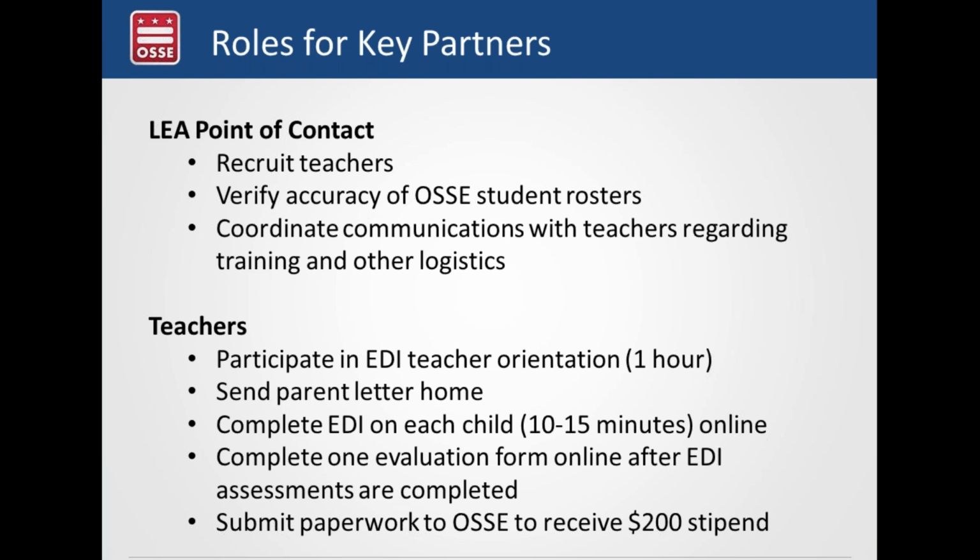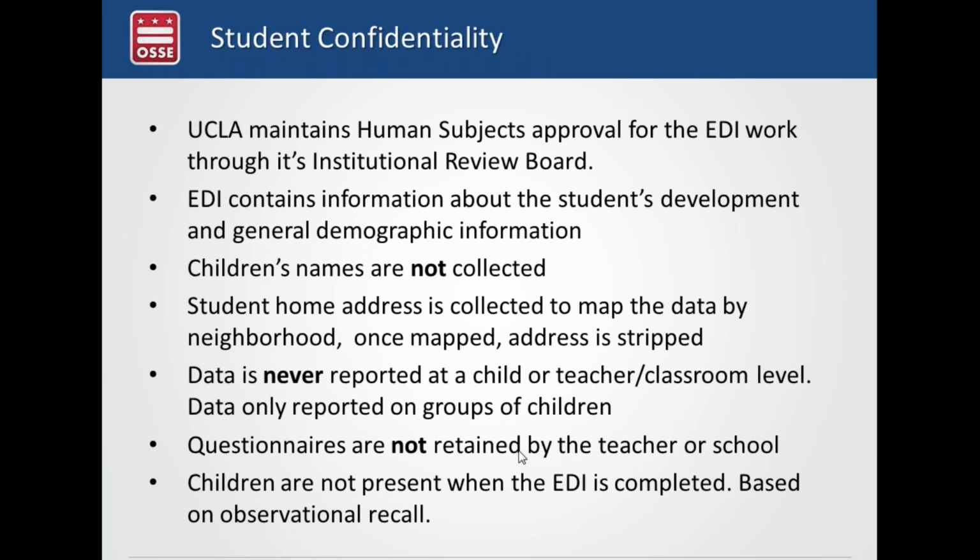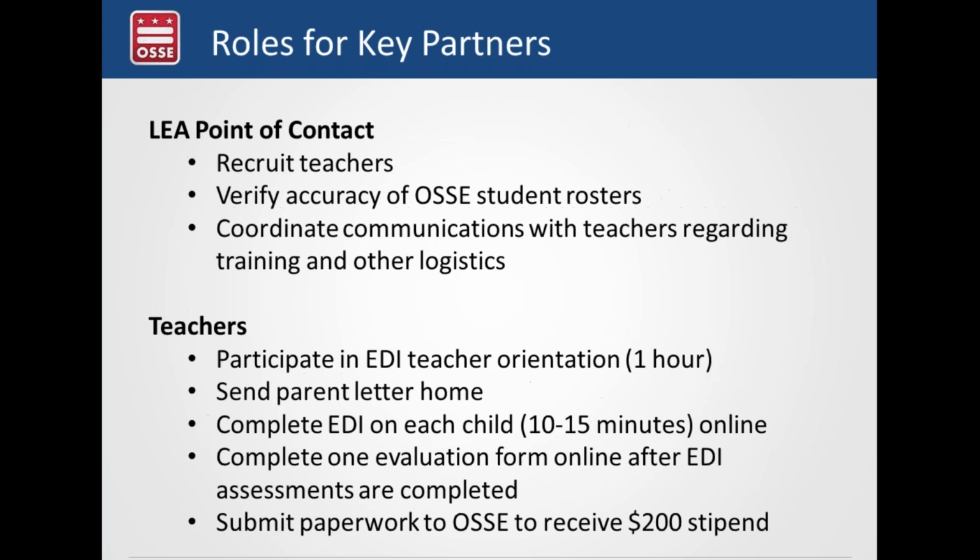And then for teachers, the commitment being asked of them is to attend a 1-hour orientation, to work with the LEA to send the parent letter home that OSSE provides, and to complete an EDI on each child. Once that whole process is done for all children, they complete one very short anonymous evaluation form. OSSE is supporting this for each teacher with a $200 stipend. So I'll pause there in case there are any questions about the roles for the LEAs and teachers.